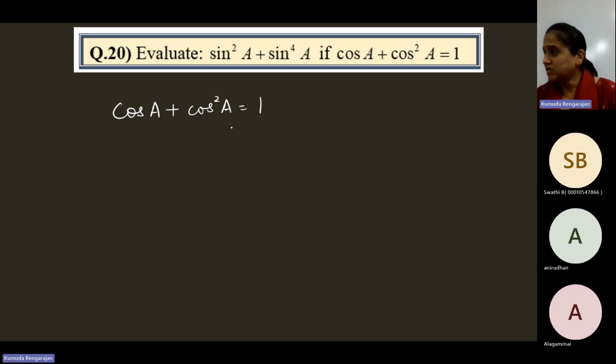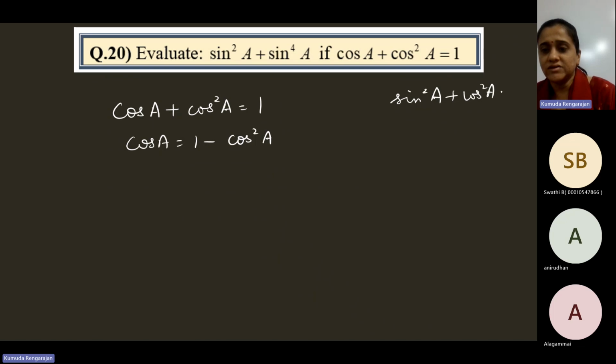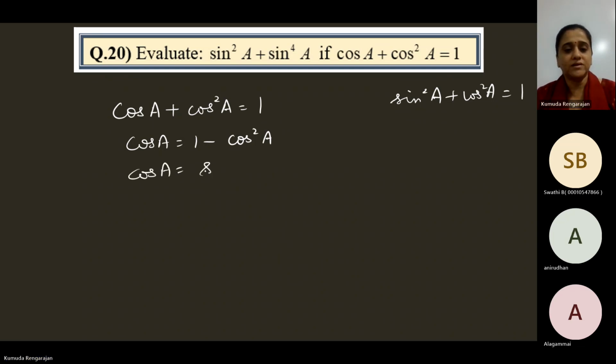Now it's given that cos a plus cos square a is 1, no? So cos a is equal to 1 minus cos square a. What is 1 minus cos square a? Sin square a, because sin square a plus cos square a is equal to 1. So 1 minus cos square a is sin square a. So cos a is equal to sin square a. So we have this result.